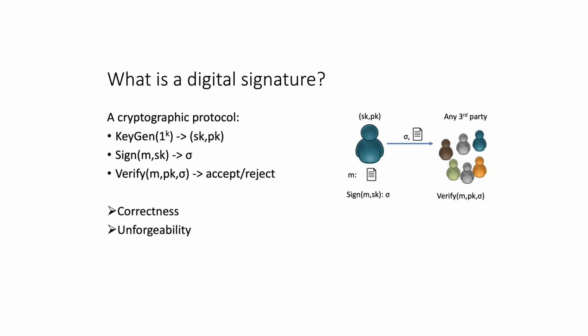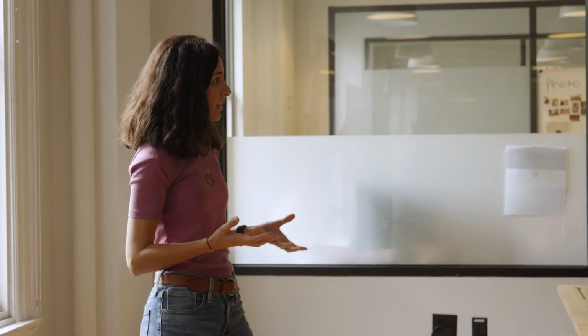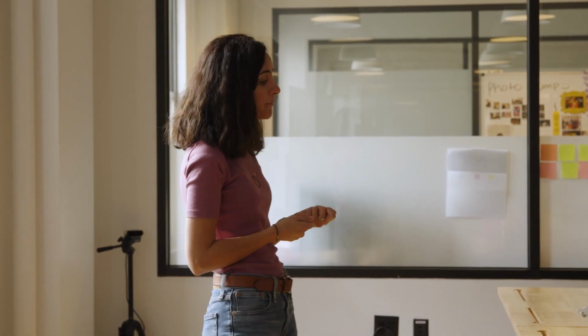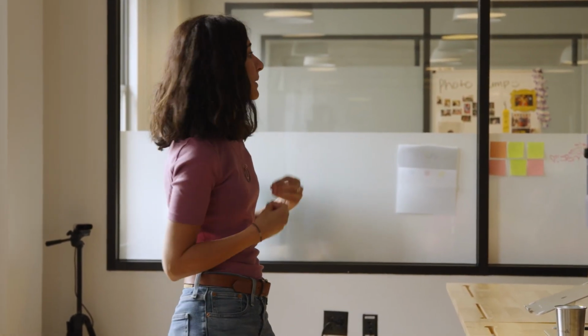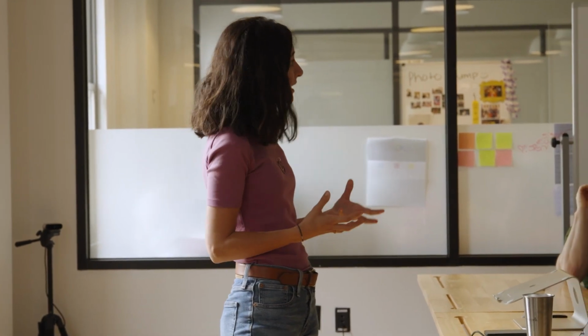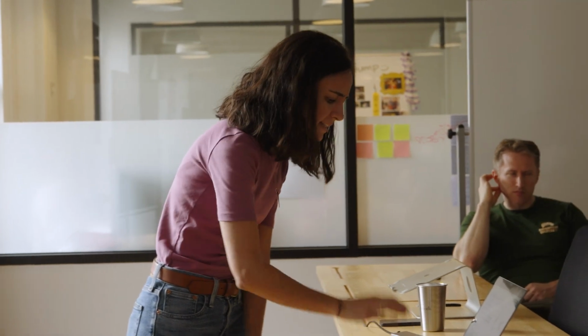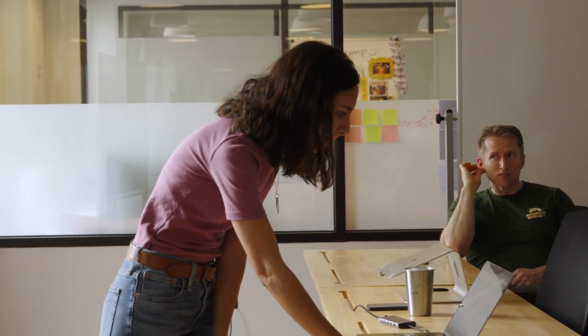The two crucial security properties when we talk about signature schemes are correctness, which basically means that if a message was signed with a secret key that corresponds to a public key, it should also verify under that particular public key. And unforgeability, which informally says that if you don't own the secret key, if you don't know the secret key, you shouldn't be able to produce accepting signatures under the corresponding public key. I'm going to formalize this definition soon.